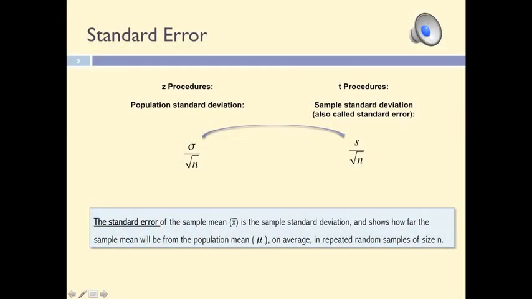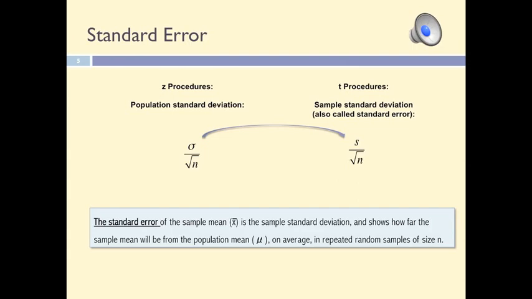T procedures are very similar to the z procedures, and they are used when the data are not perfectly normal and when we don't know the population standard deviation. Because we don't know the population standard deviation for our variable, with t procedures we use the standard deviation from our sample instead. The notation is different now. Instead of sigma, we now use a lowercase s. The formula, however, stays the same.